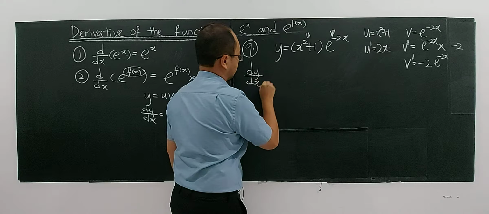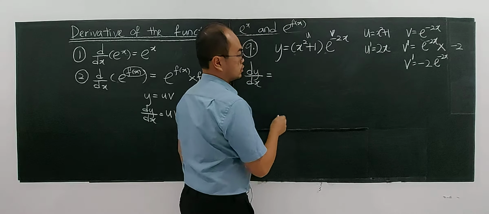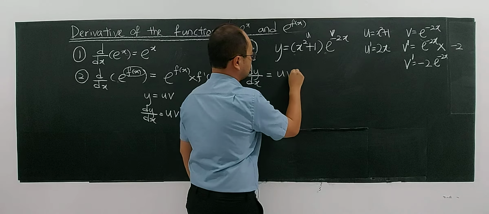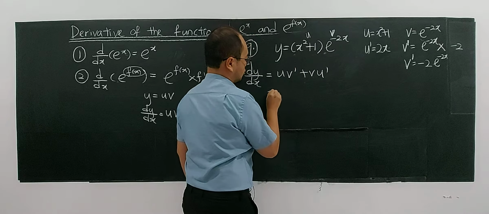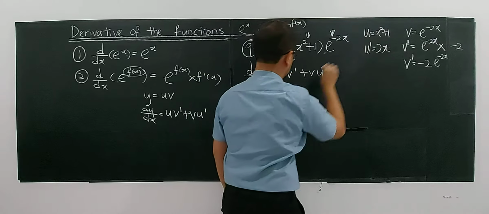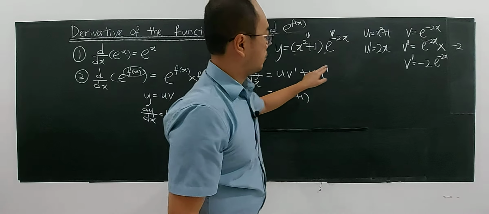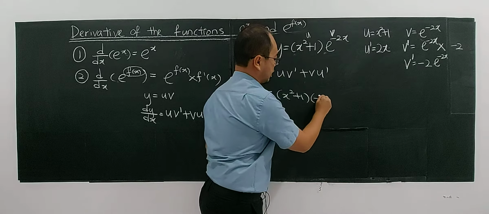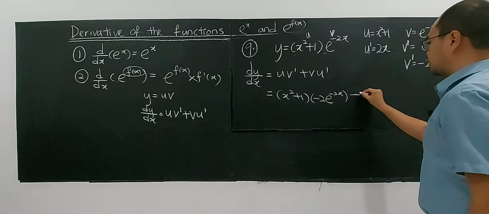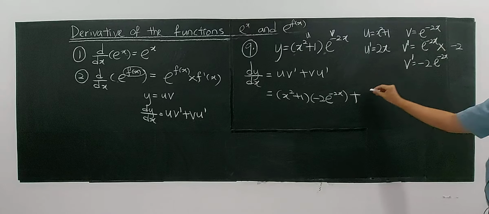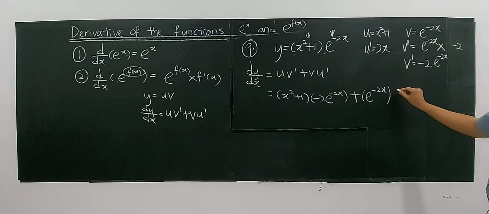Why you apply the product rule, I have already told you. This is a product form, a quadratic function with an exponential function. So the formula will be u v prime plus v u prime. What is your u? U will be x power of 2 plus 1. V prime: negative 2e to the power of negative 2x, plus v u prime, 2x.